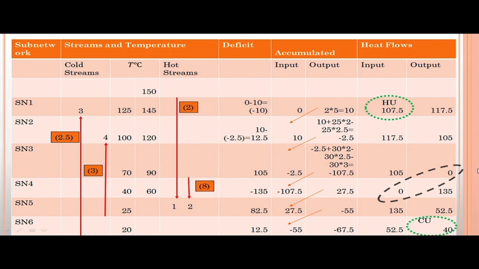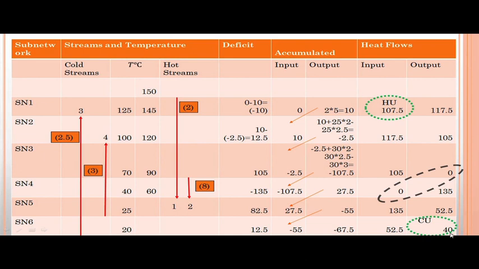So, this point actually is called the pinch point, and here we will have the pinch temperature. Another interesting thing we will get here: we started with some sort of input of 107.5 units. This we have given to make all the outputs positive. So, this is actually the hot utility. The minimum amount of hot utility which we have to use is 107.5 units.